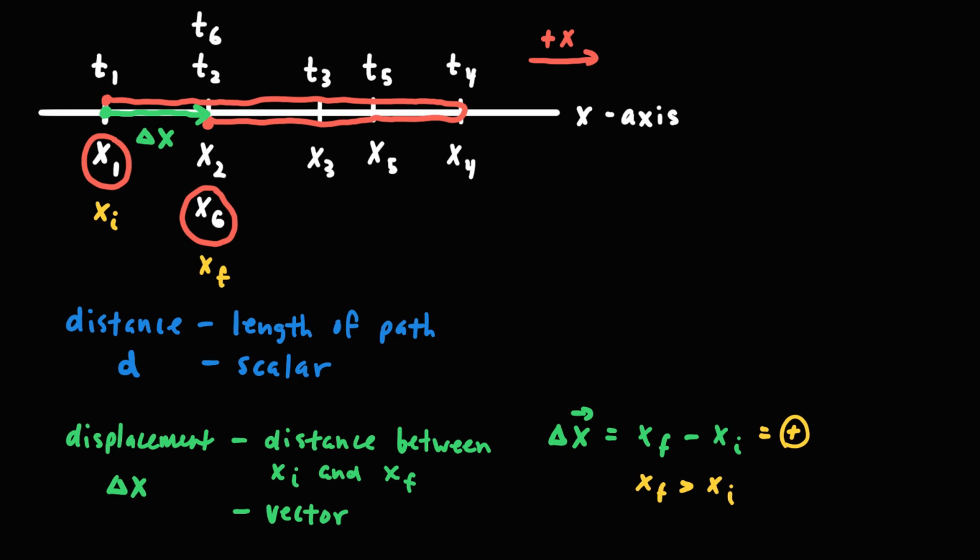It will also become important that we be able to describe not only where the object is or how far it's traveled, but how quickly it's traveling. There are a couple of quantities that we use to describe how quickly an object is traveling. One of those is called average speed.